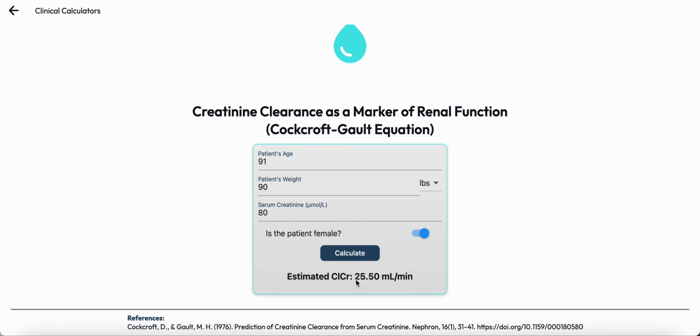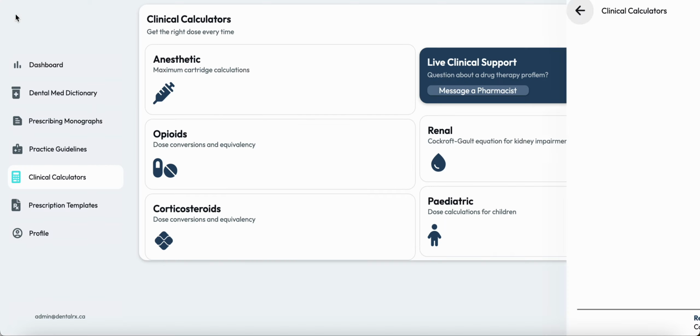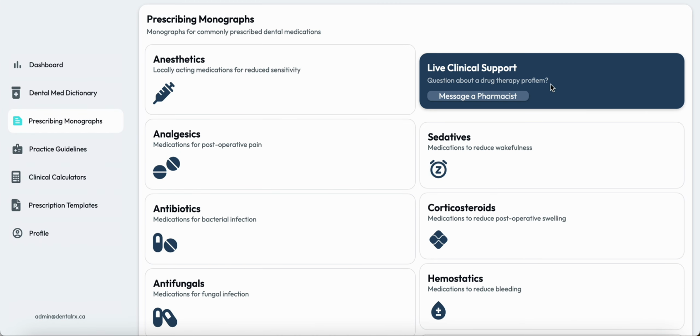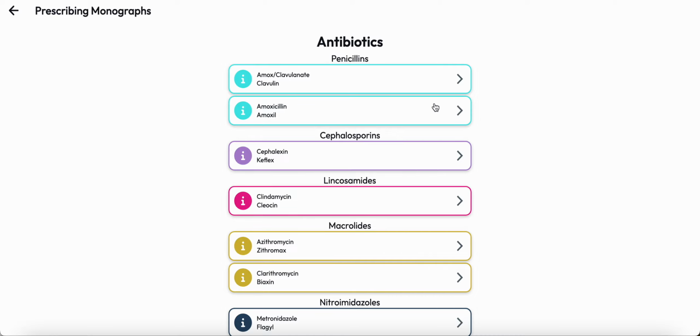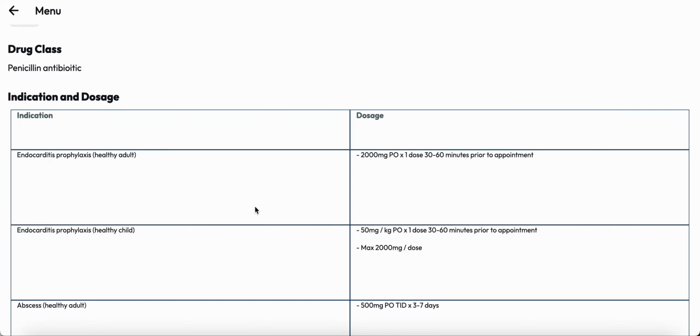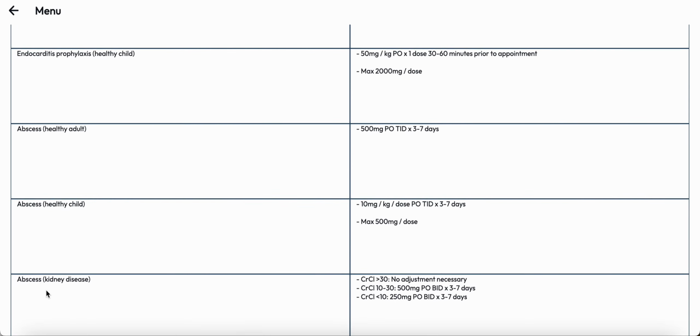So we see that their creatinine clearance is 25.5, which is something that we need to note down, just on the threshold of getting into mid-stage renal disease. And now we're going to go into our prescribing monographs. And we're going to take a look first. So we're looking at the antibiotics for endocarditis prophylaxis. And we're thinking, hey, do we need to adjust anything for renal disease?